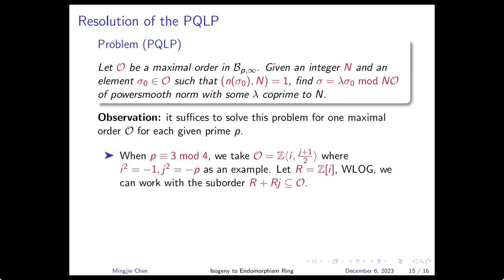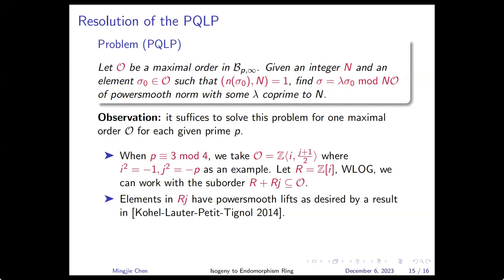So for simplicity of the explanation, we just assume that P is a prime that's congruent to 3 mod 4. Then we take the maximal order to be the special one, Z adjoining i and (j+1)/2, where i squared is equal to negative 1 and j squared is equal to negative P. Let's denote the suborder Z[i] by R. Without loss of generality, we can work within the suborder of rank 4, R plus Rj inside O, because this suborder is contained in O with index coprime to n. Elements in Rj have power smooth lifts as desired in the PQLP problem by a result in 2014.